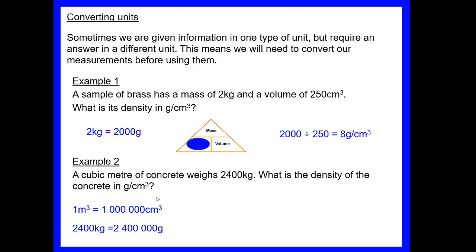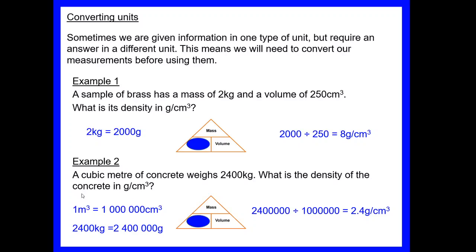Now we've got our weights in the right units, our measures in the right units there, we can now find the density. So again, we were asked to find density, so that's the mass divided by the volume. Our mass this time is 2,400,000 and our volume is 1 million.